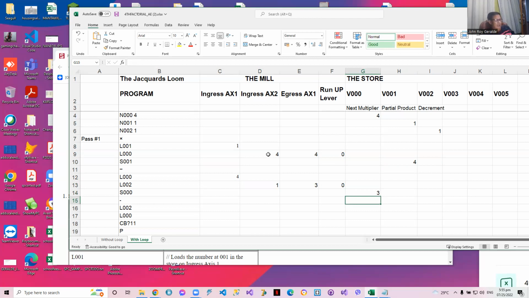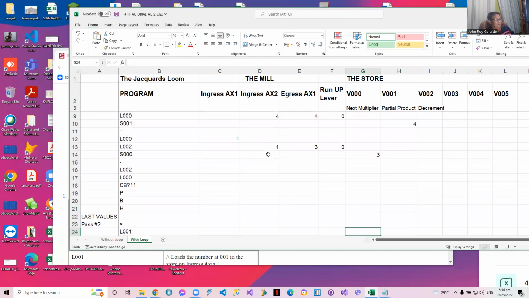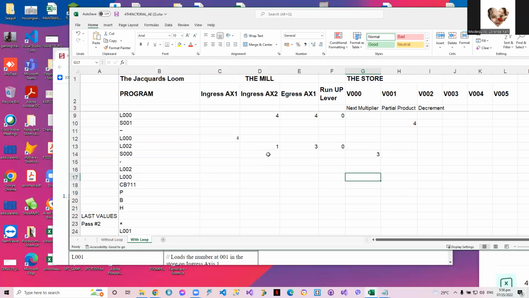This is what you should remember. And then we'll go to a minus again. Okay, we go to a minus. Can you still see the worksheet now? I hope it's clear. Is it clear on your side? Yes, sir. Minus L002. What is L002? 4. Ah, no, sorry, 1. L000.